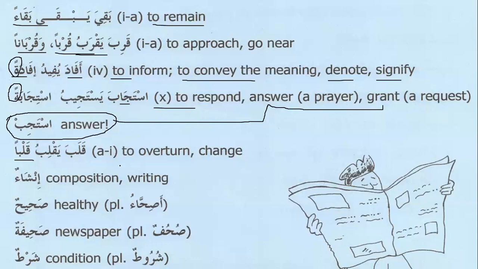So why is it called qalbun? Because it means to overturn, to change, because our heart overturns a lot, it changes a lot. Whenever it sees something attractive, something that you like, it starts moving around. So that's why it is called qalbun, because it keeps on changing. All the time our heart keeps on changing and the feelings keep on changing. That's why it is called qalb. Insha'un, ansha yunshi insha'an, composition or writing.